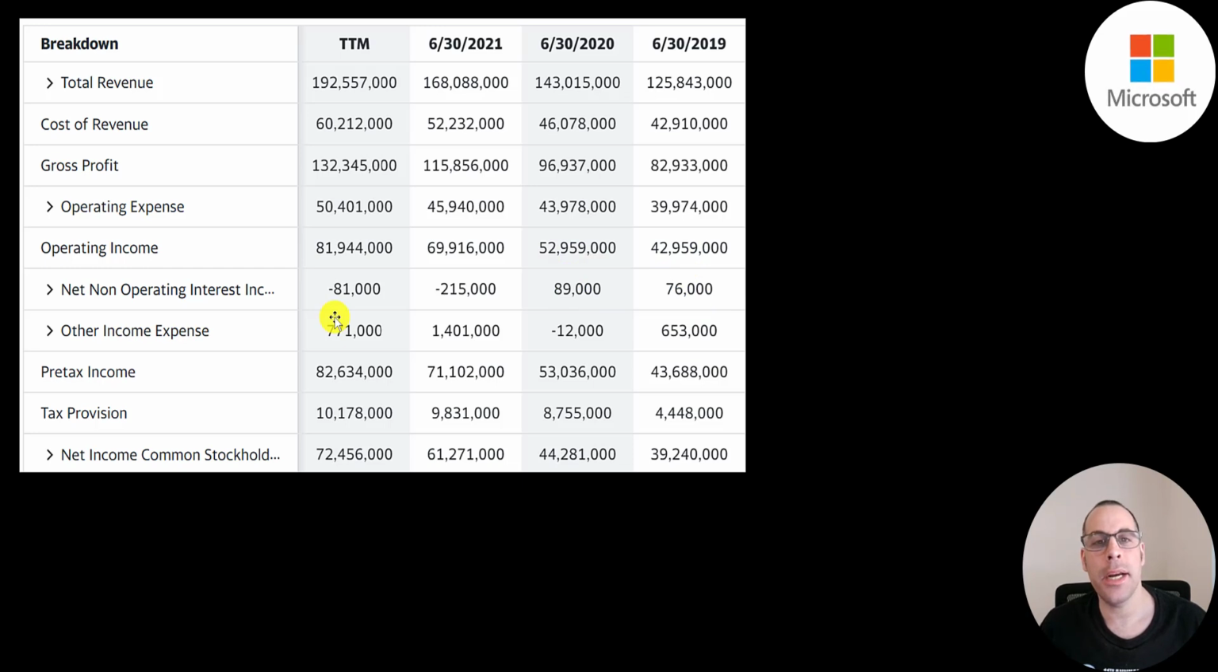Then you have other income and expenses. These are all the gains or losses not part of the company's core operations. Below that is their pre-tax income, then their taxes, and the bottom line of the income statement is their net income, which grows from 39 billion to 72 billion.